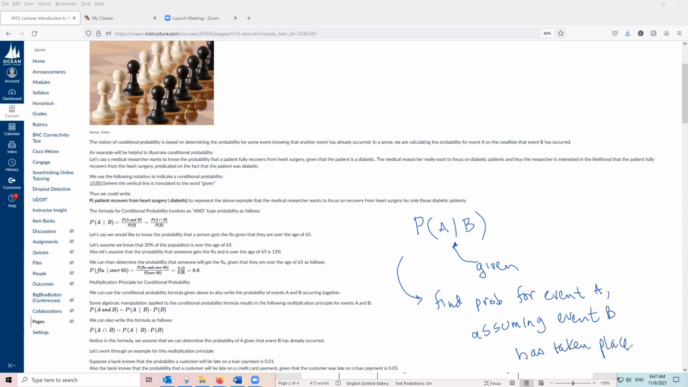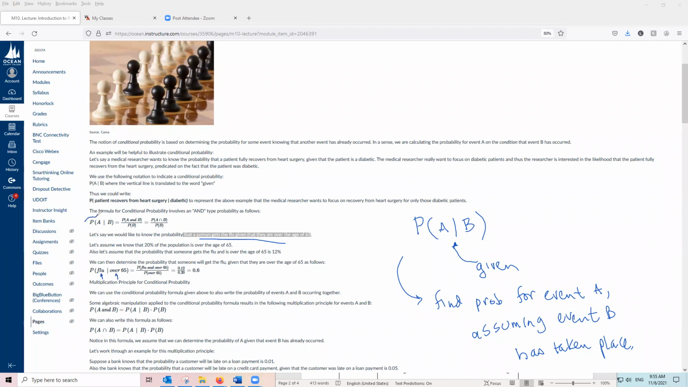Okay, so let's do an example below about a person getting the flu. In this example, we want to know the probability that a person gets the flu given that they're over 65. So again, the word given, I'm going to translate into a vertical bar. So here it is: I want to know the probability that someone gets the flu given that they're over 65.